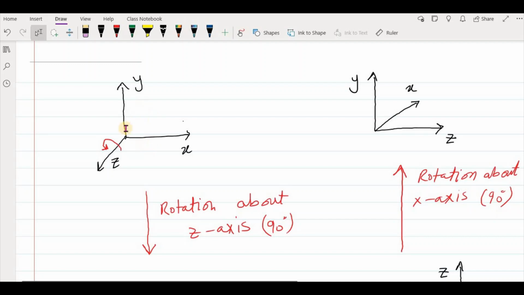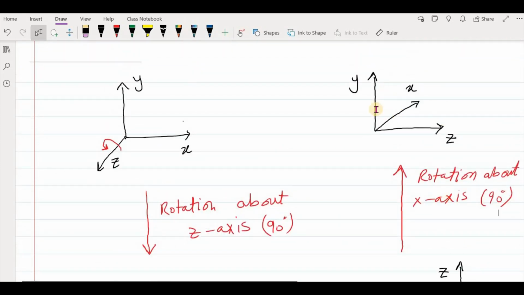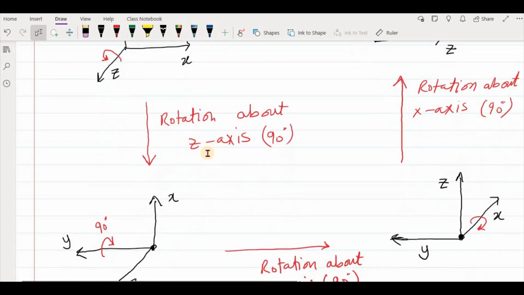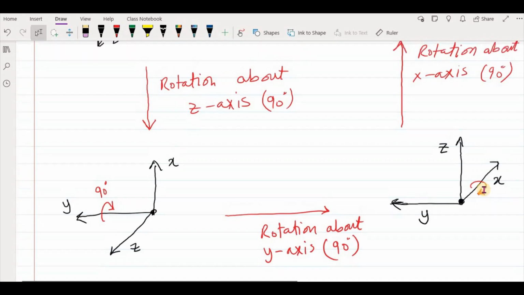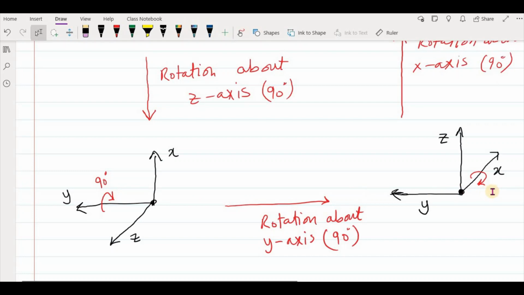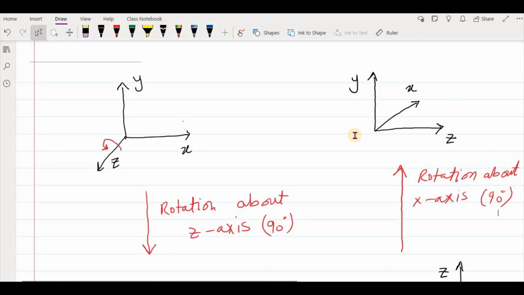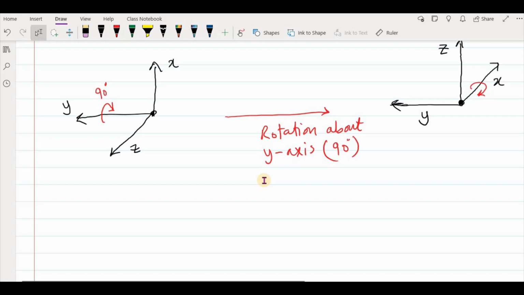So that's how we can start with any configuration, and using multiple rotations we can achieve our final orientation of our reference frame. In this case we first rotate about the z-axis 90 degrees, and then y-axis, and then x-axis. Then finally we have achieved our desired orientation of our frame. These are called Euler angles.